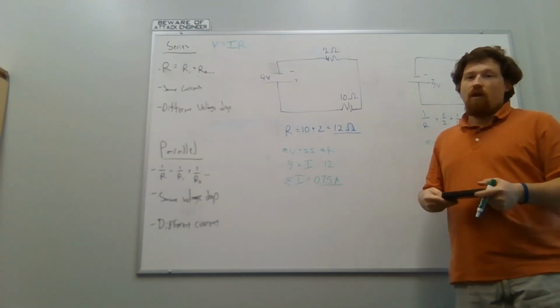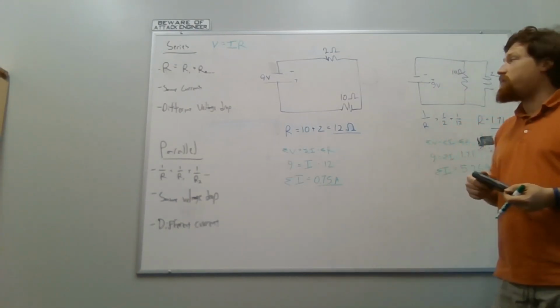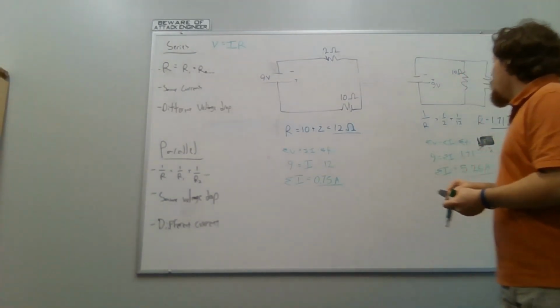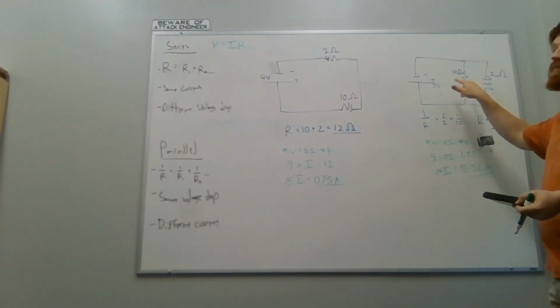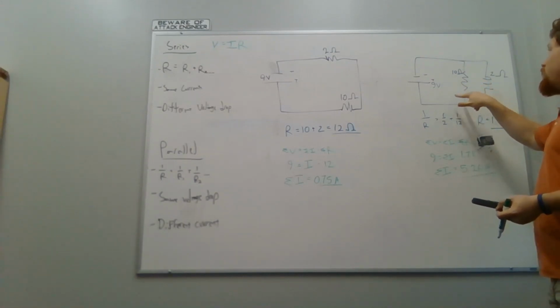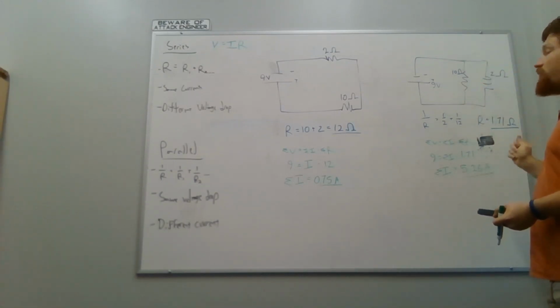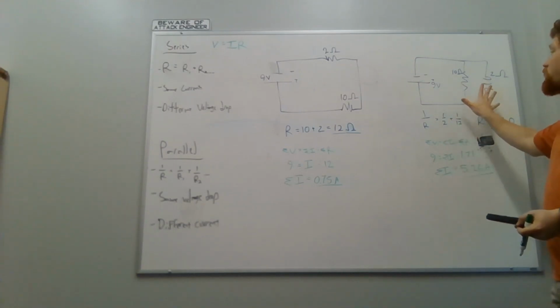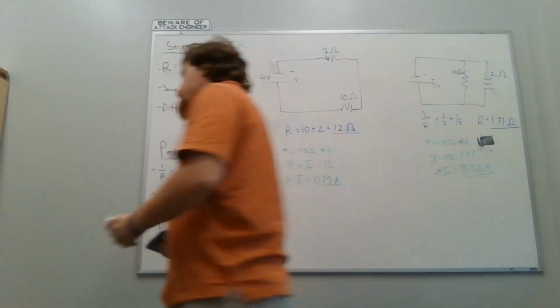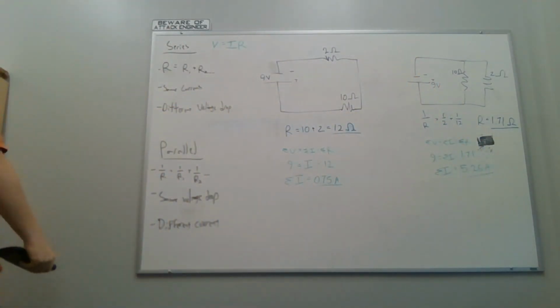Next question. Voltage drop across each resistor. Well, I'm going to do these in order of simplicity. In parallel, every resistor gets the same voltage drop. So, grab a different colored marker real quick. Let's make voltage red.